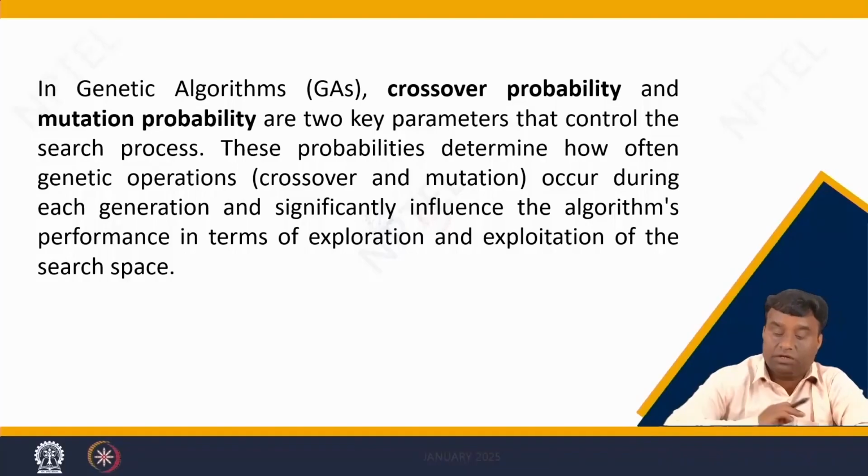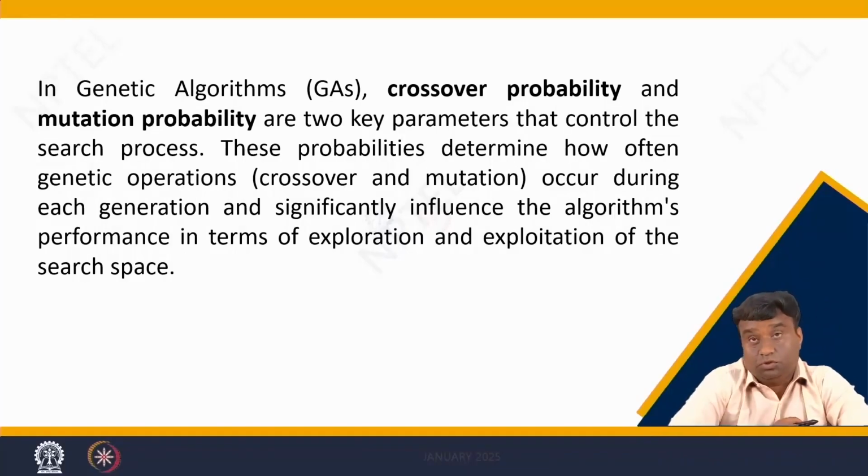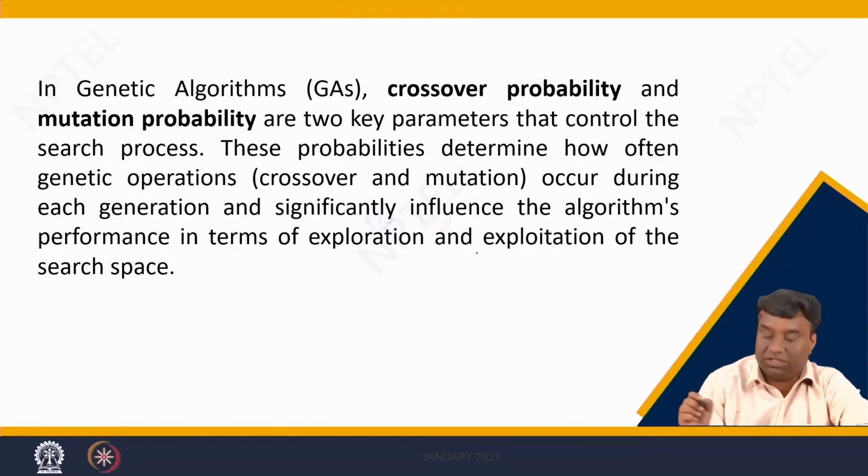Now, in genetic algorithms, there are two more important terms, which are crossover probability and mutation probability. In a genetic algorithm, these are two key parameters that control the search process. These probabilities determine how often the genetic operations, crossover and mutation, occur during each generation and significantly influence the algorithm's performance in terms of exploration and exploitation of the search space.